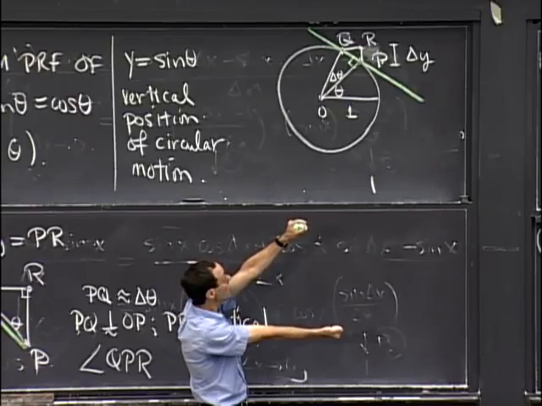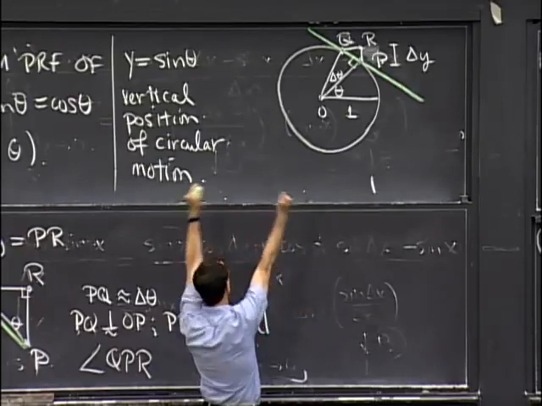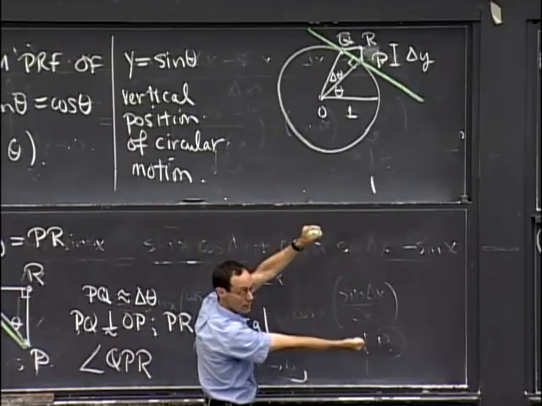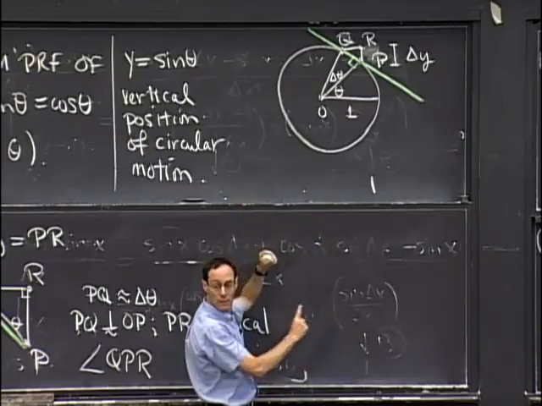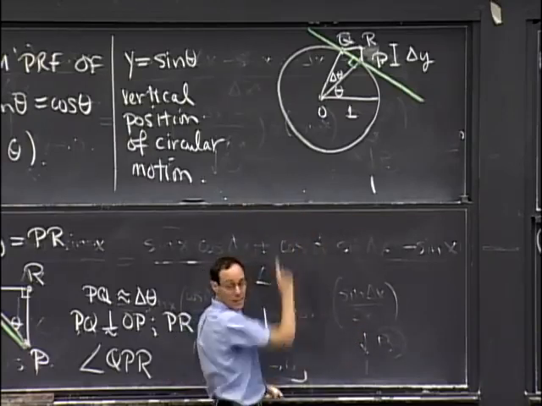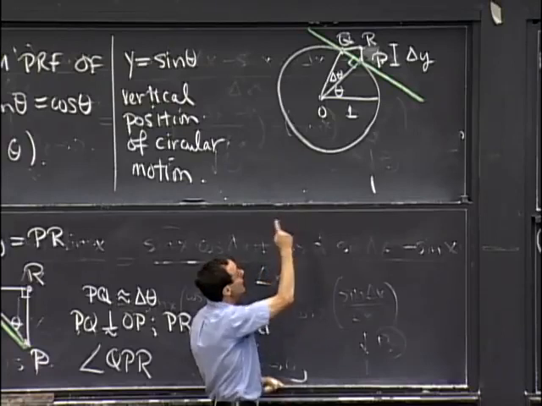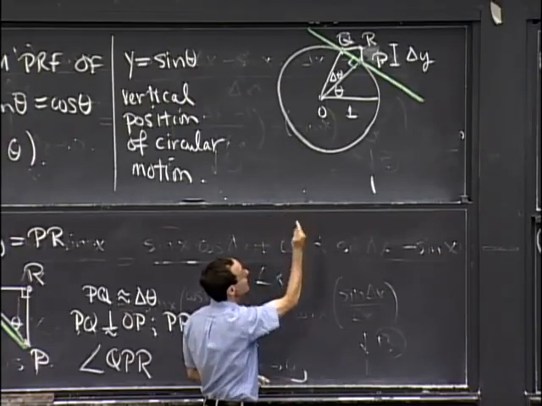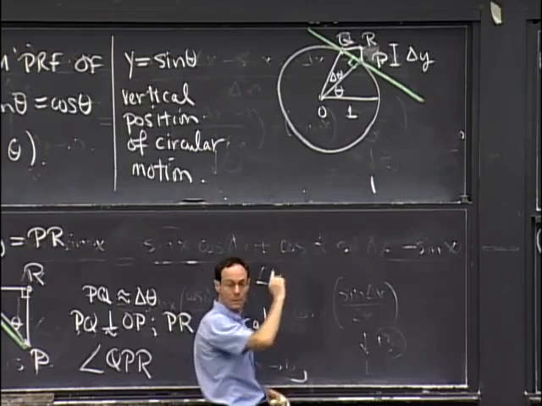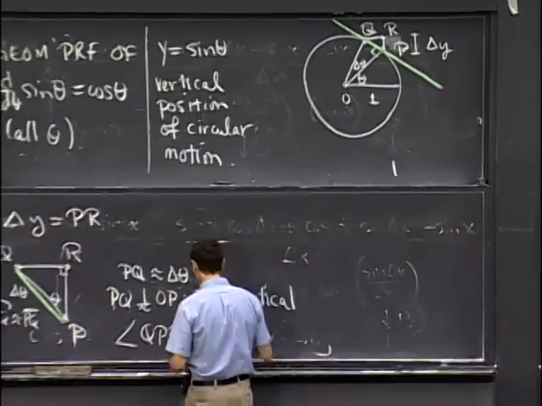And now what I claim is that if I rotate by 90 degrees up, like this, without changing anything, that was what I did, the horizontal will become a vertical. That's PR, that's going up, PR. And if I rotate OP 90 degrees, that's exactly PQ. Okay?